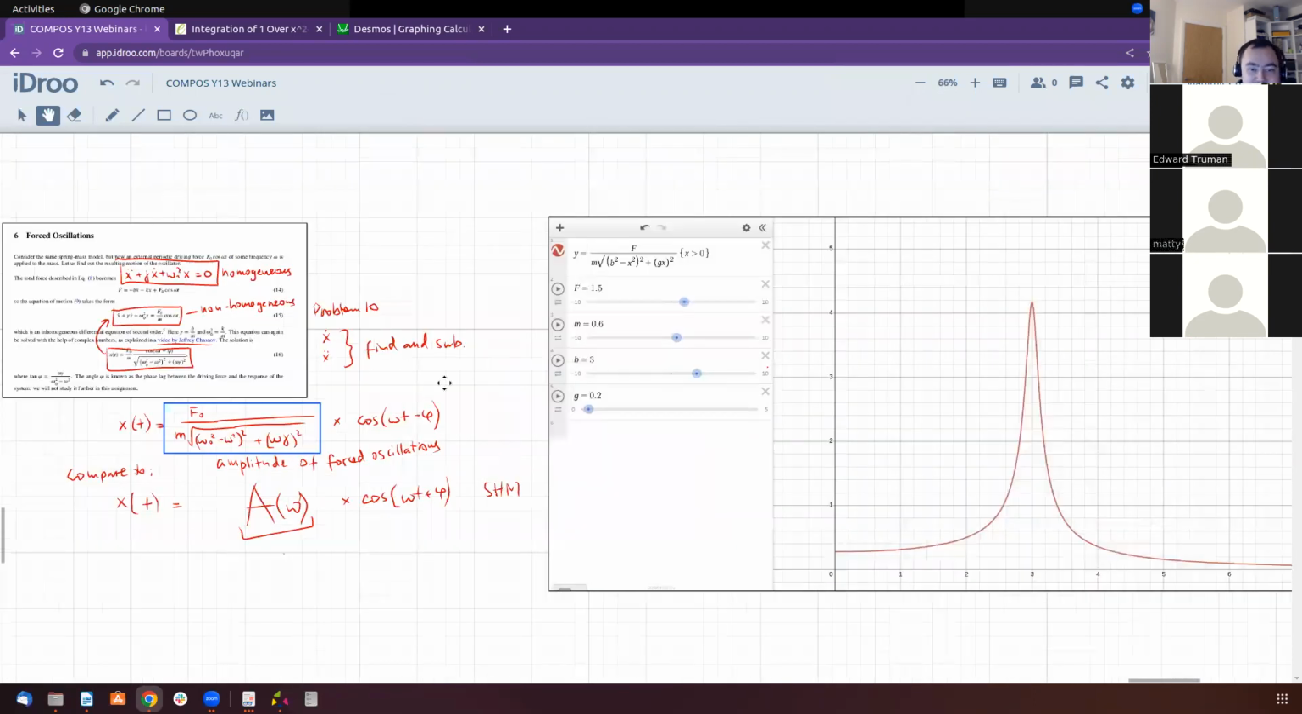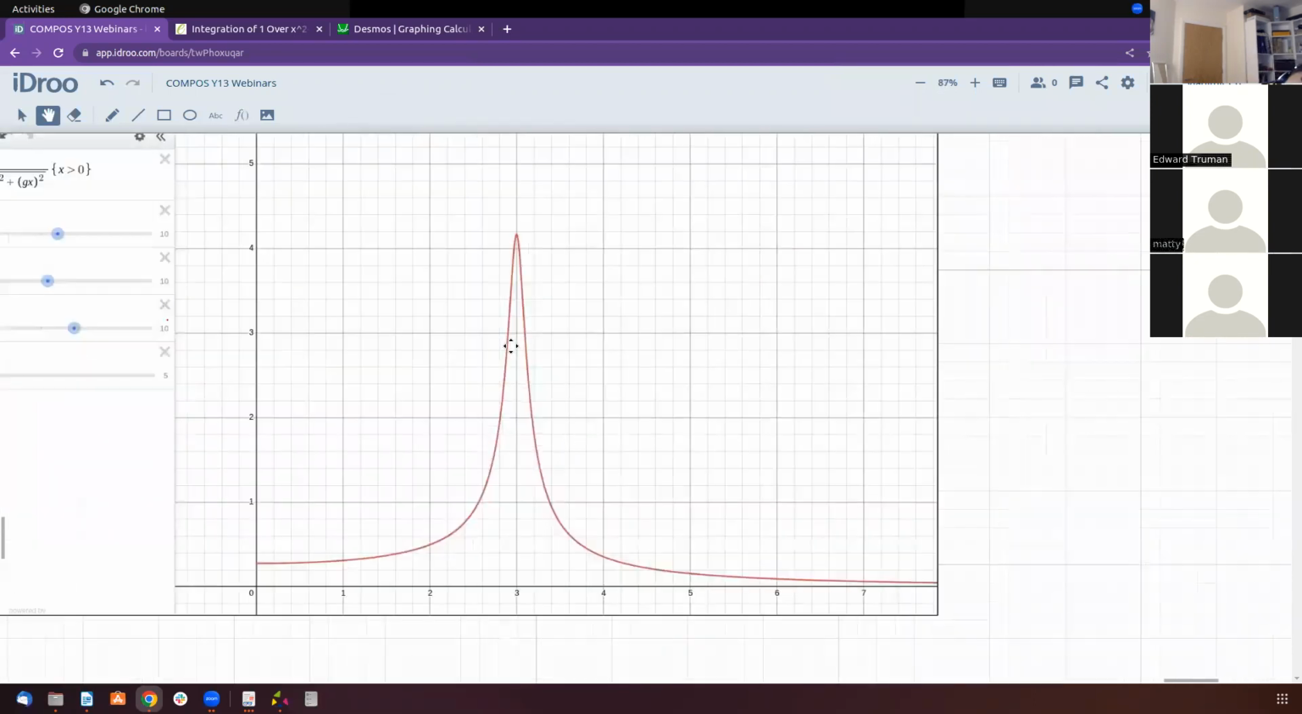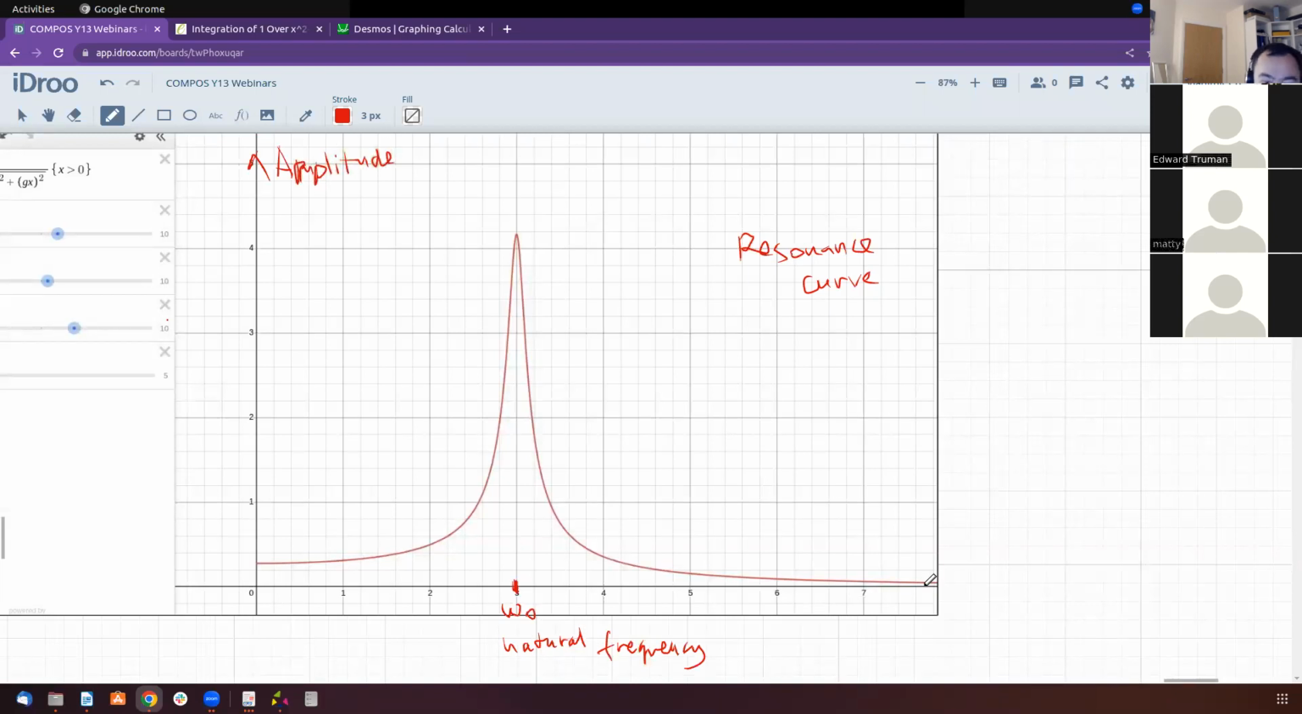This is the resonance curve. Let's see what it does. Resonance curve. This is the omega 0, the natural frequency. This is the amplitude. And this is the omega, the driver frequency.